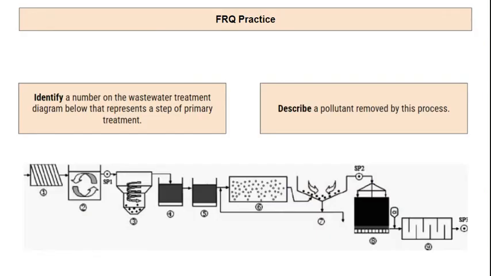All right, here's your FRQ for today. It says: identify a number on the watershed treatment diagram below that shows a step of primary treatment, and describe a pollutant that is removed by primary treatment.